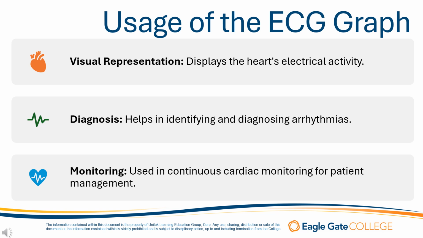The ECG is essential for identifying and diagnosing arrhythmias. By analyzing the patterns, waveforms, intervals, and overall rhythm, we can detect abnormal heart rhythms such as atrial fibrillation, ventricular tachycardia, and more. Each arrhythmia has a characteristic pattern on the ECG that helps in diagnosis.